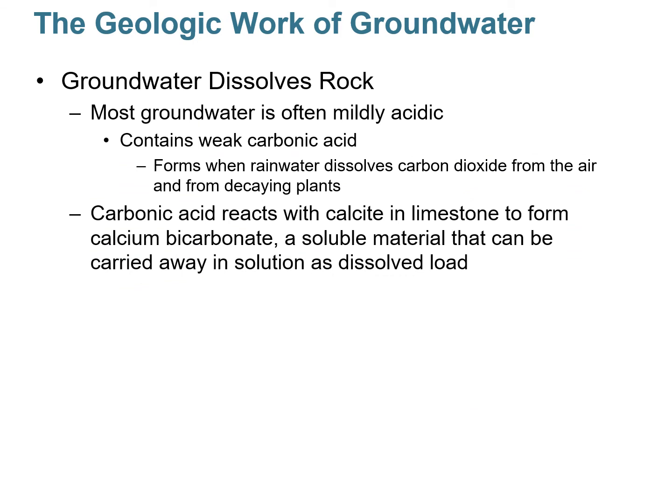So groundwater does a lot of work, and it dissolves rock, especially limestone. Most groundwater is just slightly acidic. It contains carbonic acid, and the reason it has carbonic acid is that when you have precipitation, that water will interact with atmospheric carbon dioxide, and also pick up some of that from decaying plants as it percolates through the ground. And that carbonic acid will react with limestone and start dissolving it away.